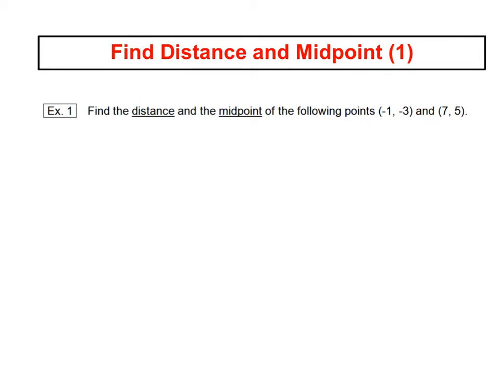Alright, we're going to go through 3 examples finding the distance and midpoint between two ordered pairs. So we're just going to practice those formulas. So here's our x1 and our y1, our x2 and our y2.